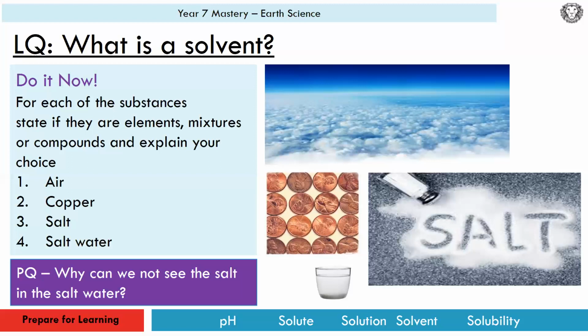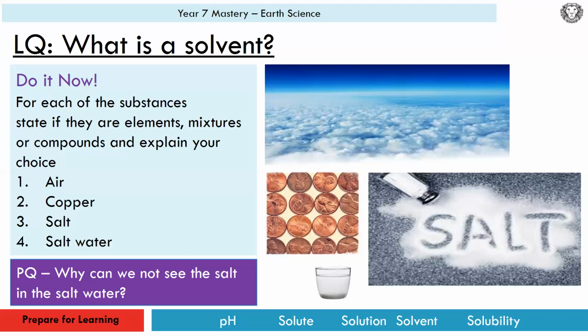Copper, on the other hand, having a look at the copper coins, is an element. Copper is only one type of element. It's part of the periodic table, and that makes it an element. Salt is a compound. It's made up of sodium and chloride. So sodium chloride is a compound because it's chemically bonded, and in order to separate it, you'd have to put it through a chemical reaction.